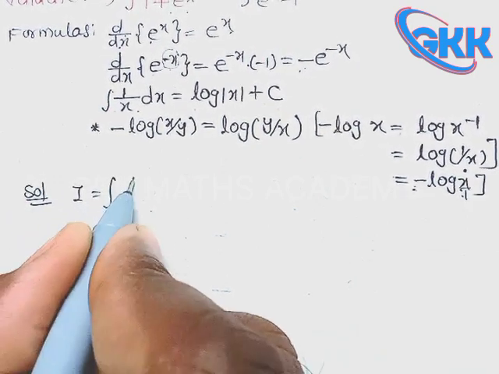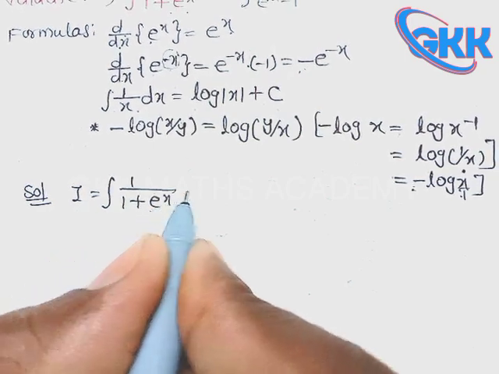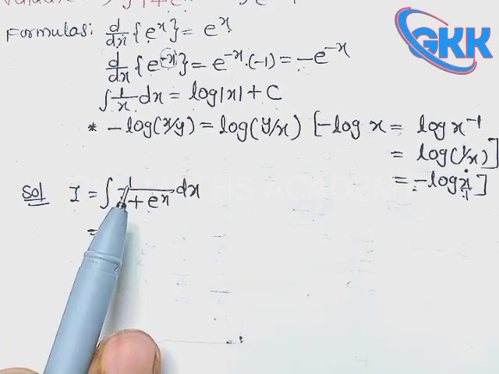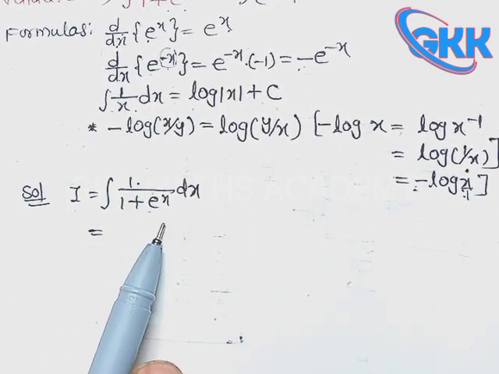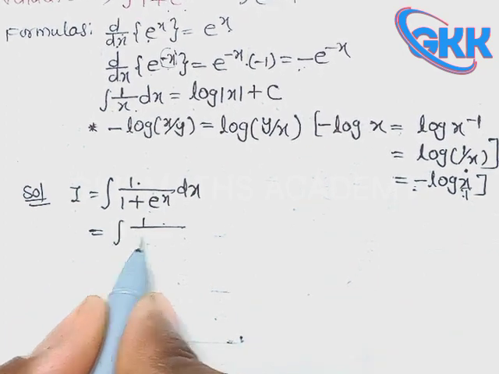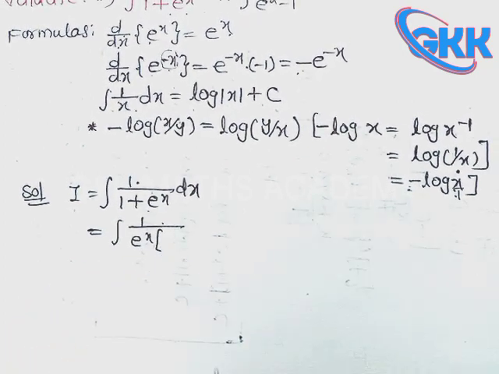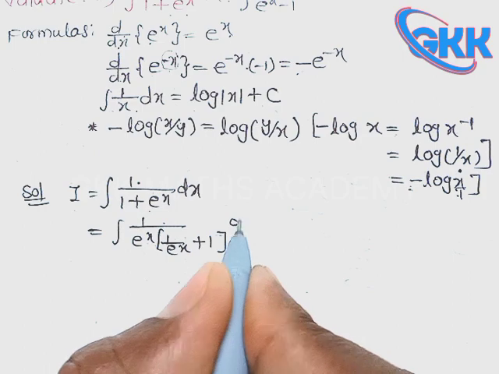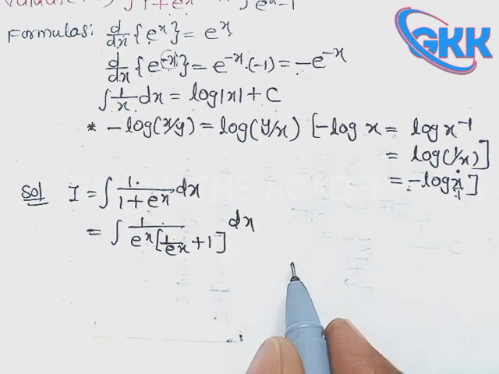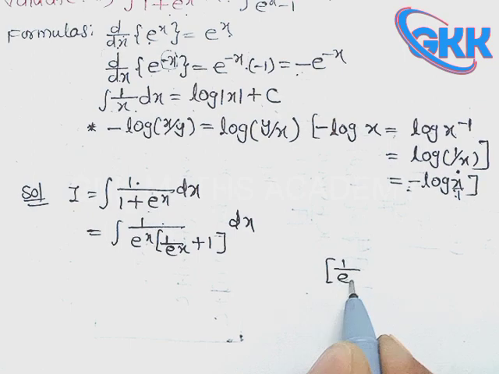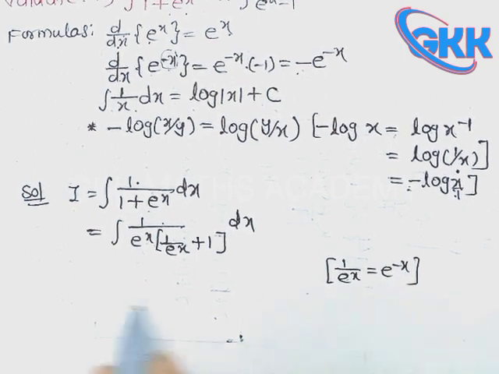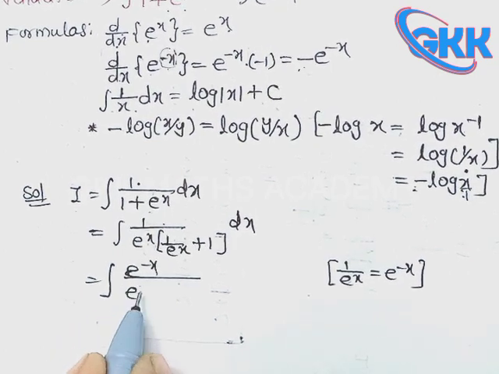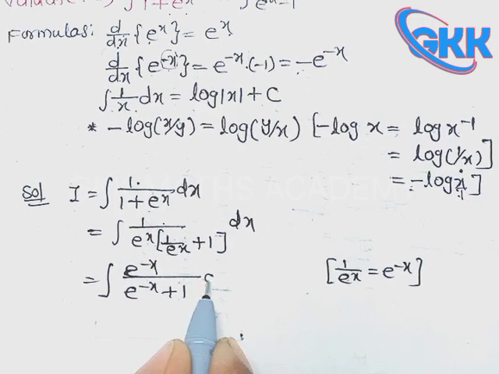I is equal to the integral of 1 upon 1 plus e power x dx. Right? So first of all, our main intention is, in order to get the numerator, we have to take e power x common. 1 upon e power x. These four problems are important, sir. So 1 upon e power x plus 1 dx. Already we discussed 1 upon e power x can be written as e power minus x. So here 1 upon e power x, e power minus x upon e power minus x plus 1 dx.